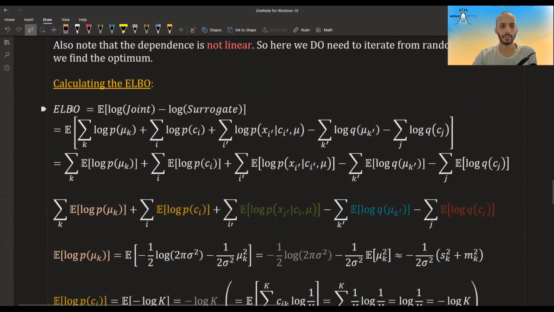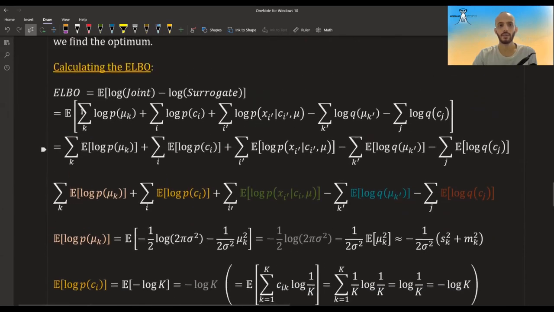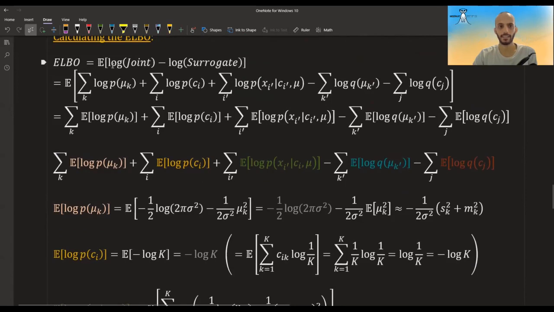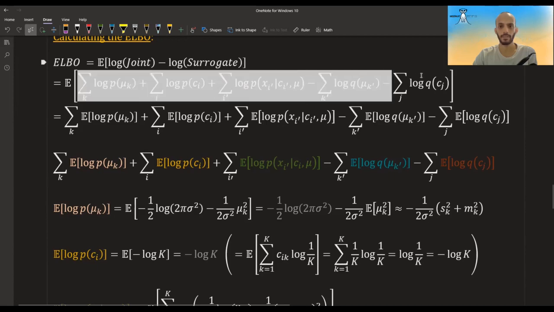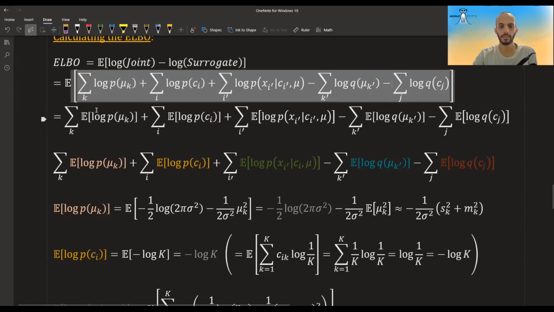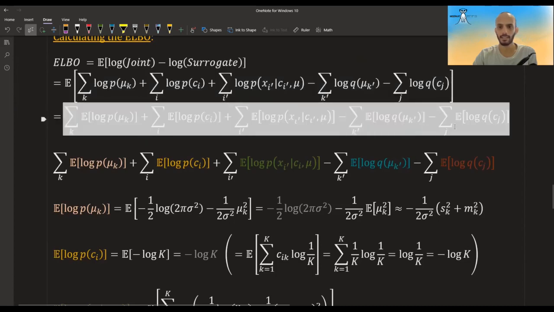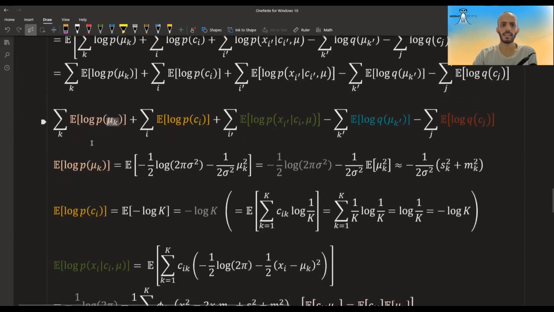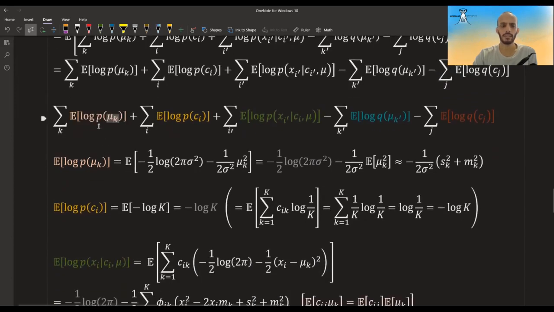Okay, and technically we are supposed to do this until the ELBO has converged or until the parameters haven't changed. So just for the fun of it, let's calculate the ELBO. The ELBO again is the expected value of the log joint minus the log surrogate. We saw that these are the log joint and this is the log surrogate. And if we take the expectation inside, we get this. Okay, so let's calculate each one by itself.